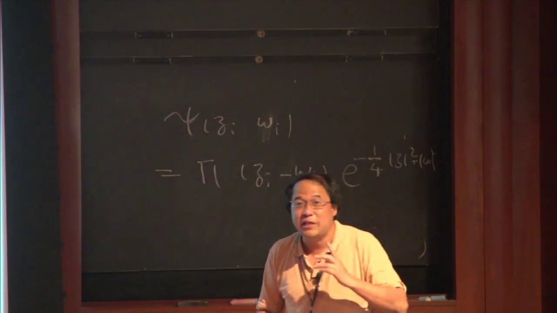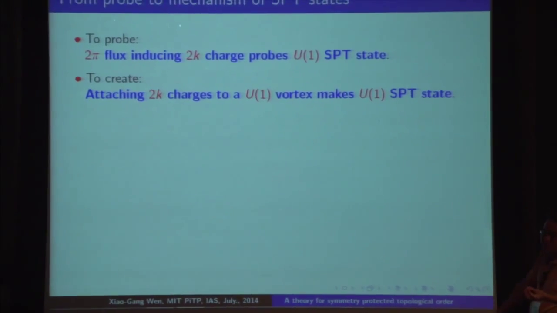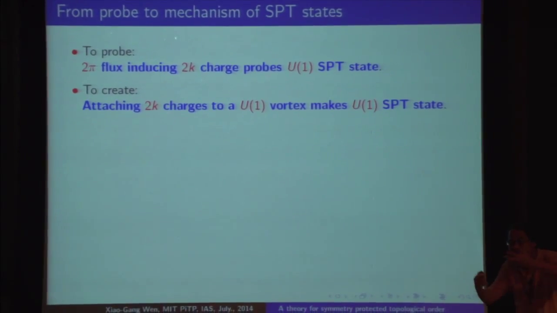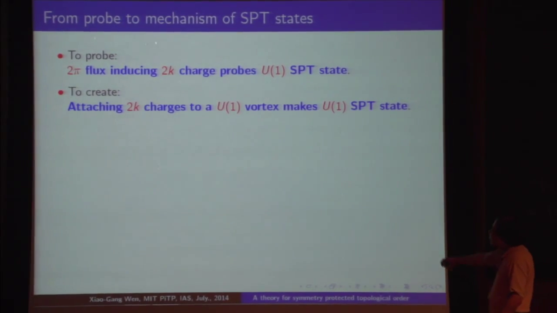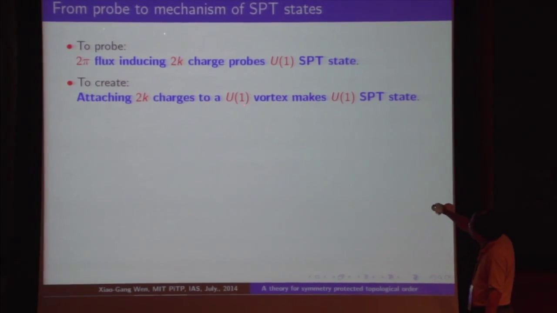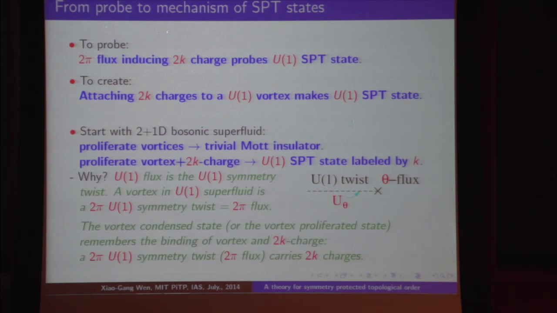But here I want to make one point. We know that threading 2-pi flux would induce 2K charge. This probe, we can turn this probe around to make it into a mechanism. Then attaching 2K charge to the U1 vortex would make this U1 SPT states. And this is a general feature. Almost for every way to probe it, we can turn it around to make it a mechanism.